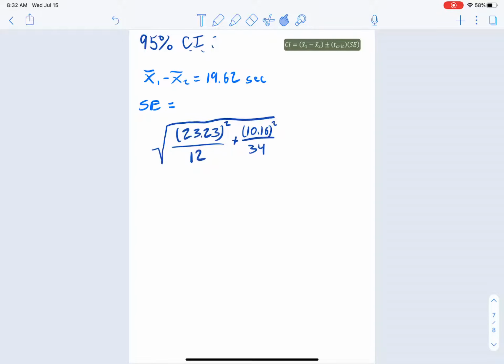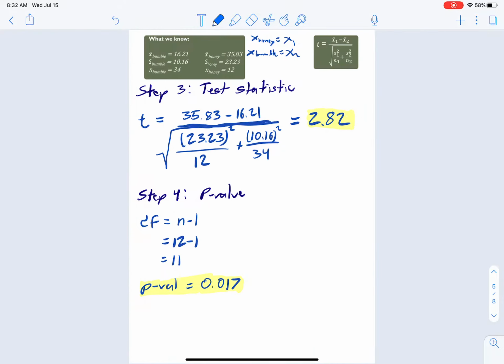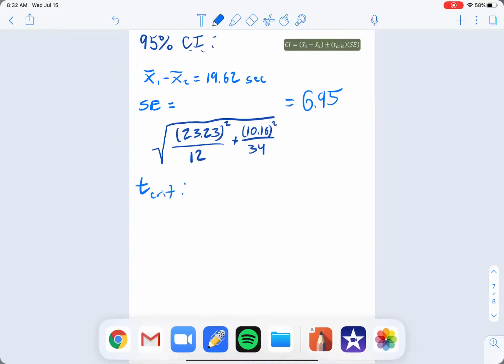So anyway, that's the standard error, which is 6.95-ish. I'm kind of rounding there. That's okay. So all we need now is the T crit. That's all we need, right? And so our alpha is 0.05. We have 11 degrees of freedom, right? Based on this one, right? Step 4 there. Cool. So we'll just come to our thing.